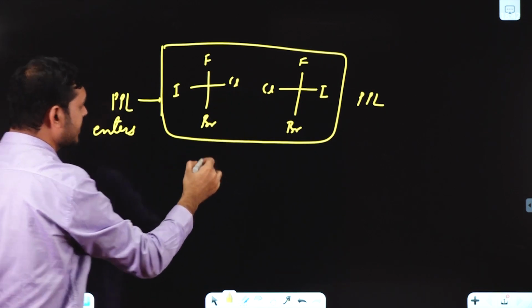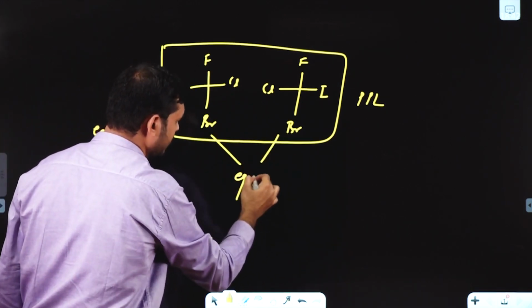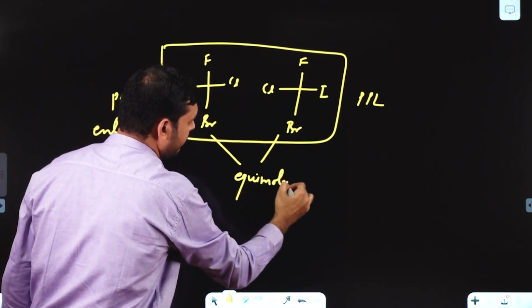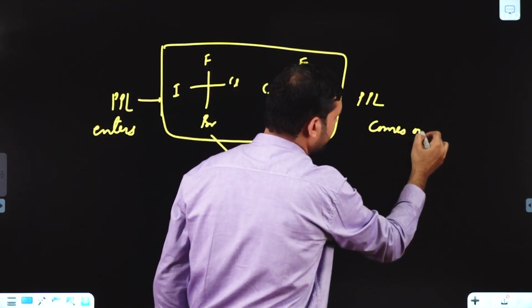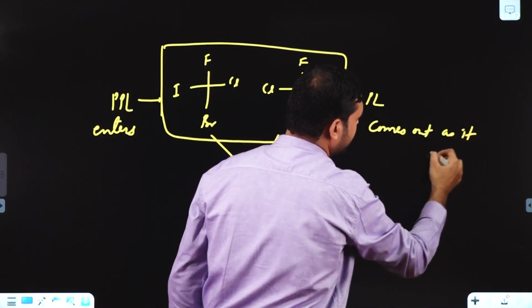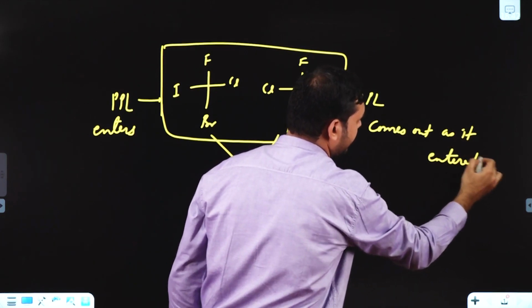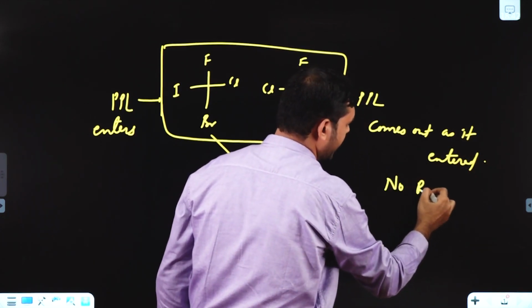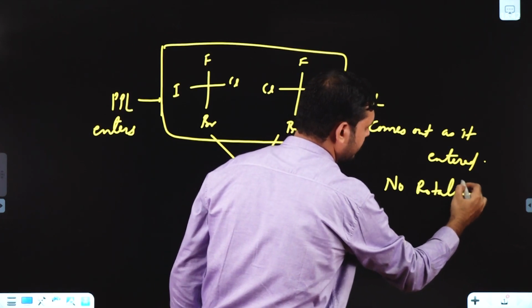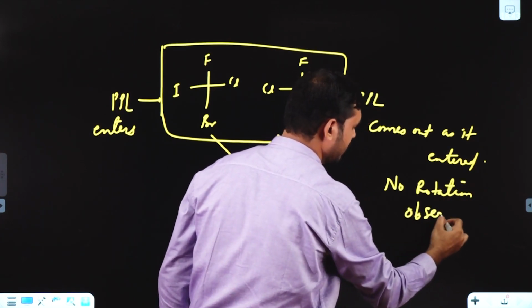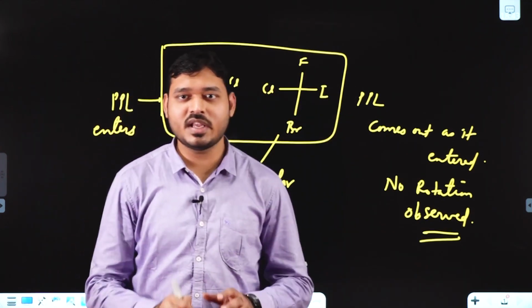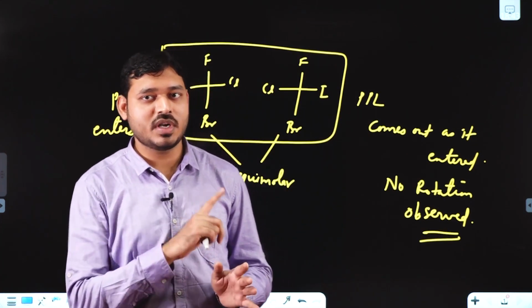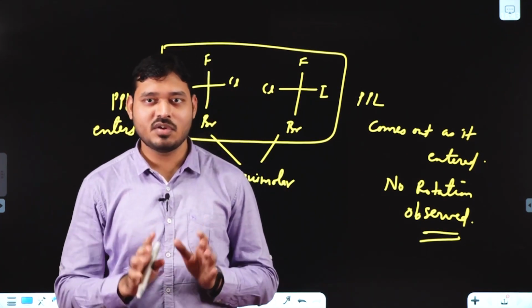So simply we can say that for a racemic mixture, here PPL enters equimolar, PPL comes out as it entered, no rotation observed. Okay, clear everyone? So I think all of you must have understood what is racemic mixture. Clear? Okay.